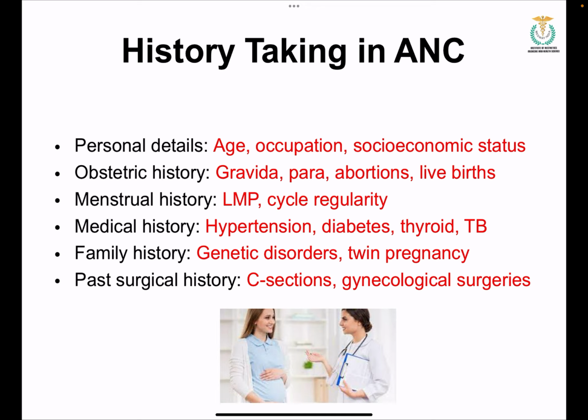Fourth is medical history. It is very important to ask the patient about their medical or previous surgical history. Under medical history, you should always ask whether there is any hypertension, diagnosed diabetes, thyroid disorder, or TB, tuberculosis, or if the patient is on any medications for thyroid, hypertension, or sometimes diabetes. All these come under medical history, so it is very important to ask.